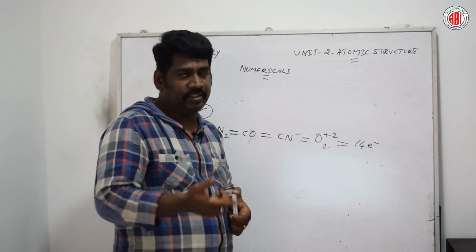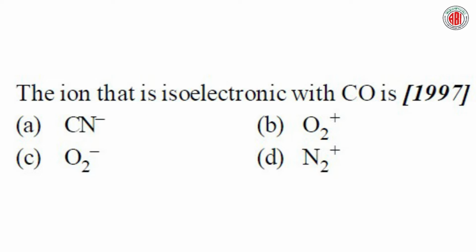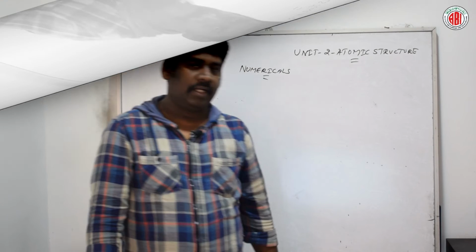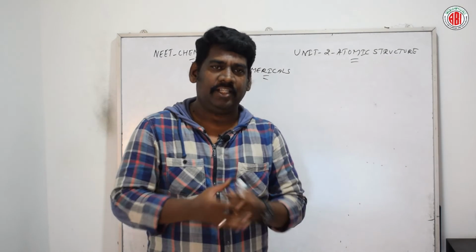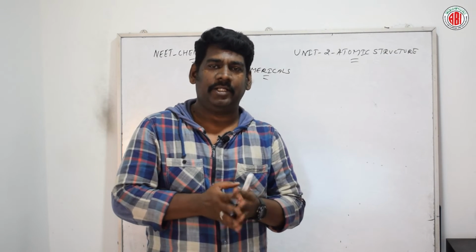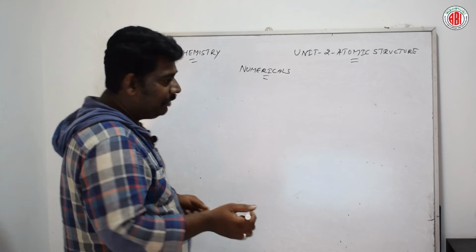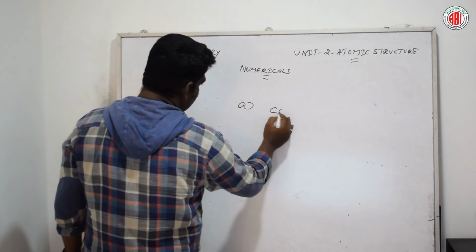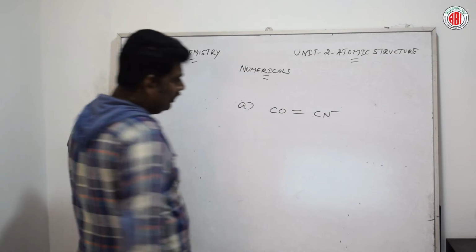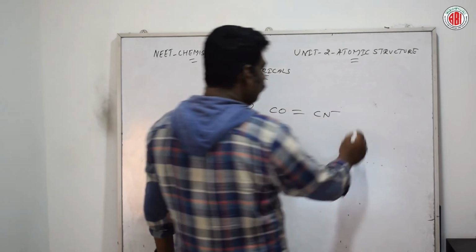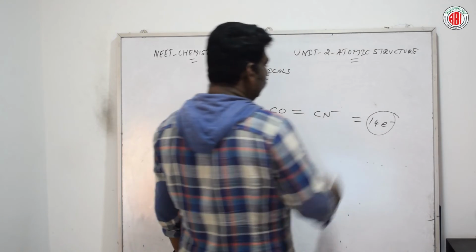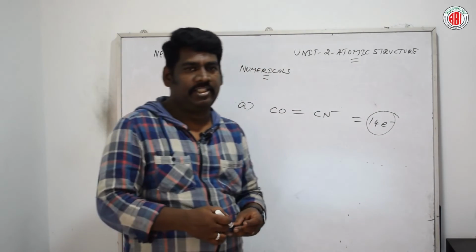Now let us go for the next question. Okay, now look at this question, guys. The ion that is isoelectronic with CO is, here are four different species given. Which one is isoelectronic with carbon monoxide? Let us see the right answer. Isoelectronic species are nothing but those having the same number of electrons. It may be a molecule or it may be ions. According to this question, option A is the right answer, that is CO equal to CN-. The number of electrons for each is 14. So both are considered to be isoelectronic species.